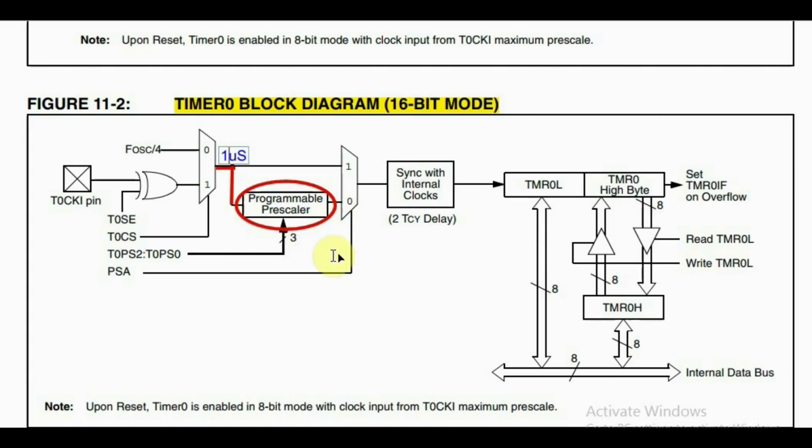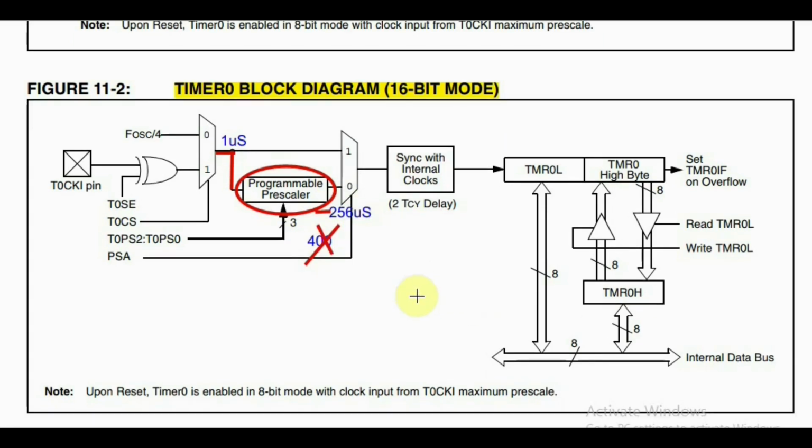Say we have a 1 microsecond CPU clock, we set a prescaler of 256, so the counter increments each 256 microseconds, and we can only get an overflow time that's a multiple of 256 microseconds, like 512, 1024, and so on. But you cannot have a 400 microsecond delay, for example, or even something close to that.